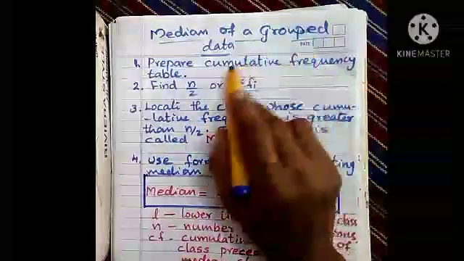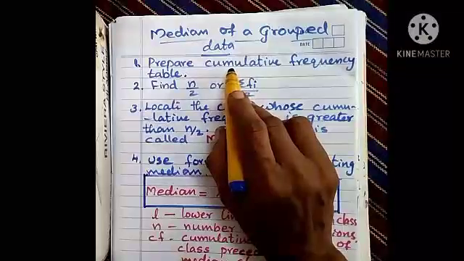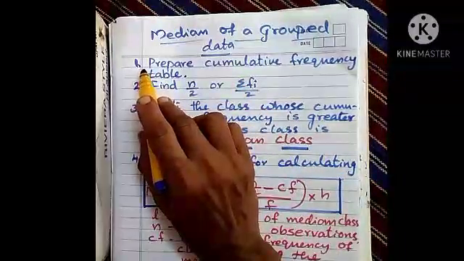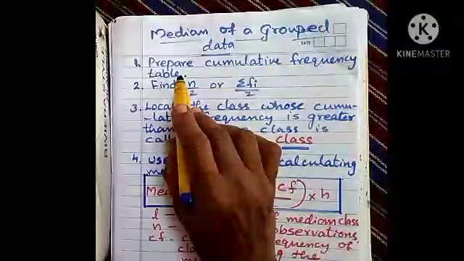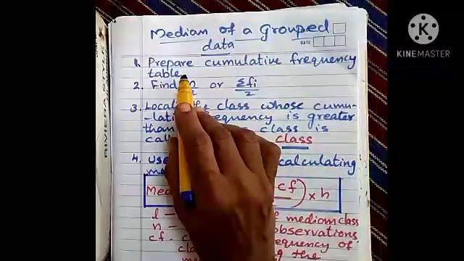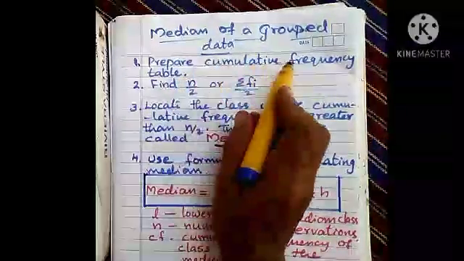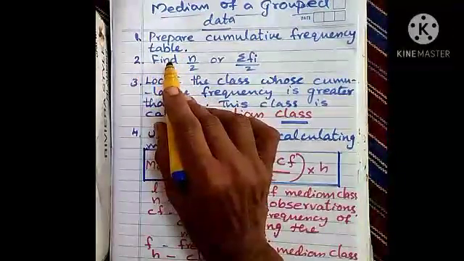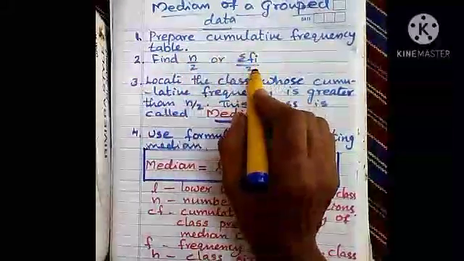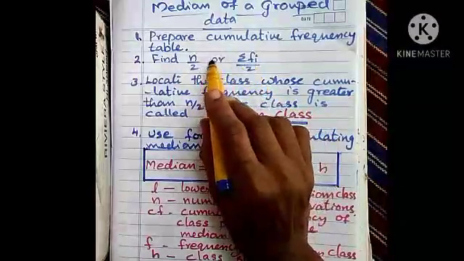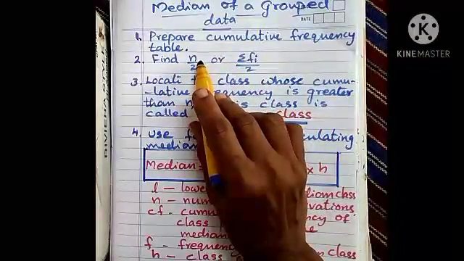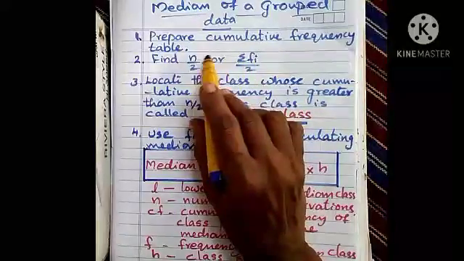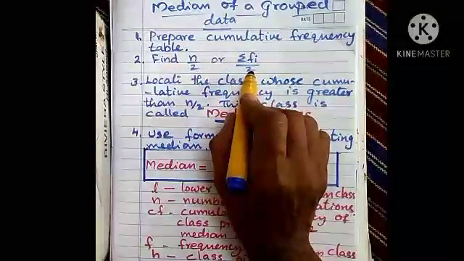Median of a grouped data. So some steps are there, we can write that. See, first step, prepare cumulative frequency table that we have discussed now. The same way for the given data we need to prepare the cumulative frequency distribution. Second, find n by 2 or sigma fi by 2. So n by 2 means total frequency, that is sigma fi by 2, total number of observations by 2.